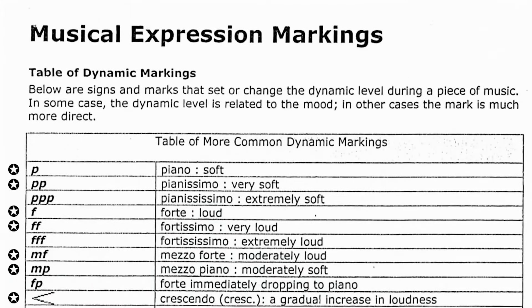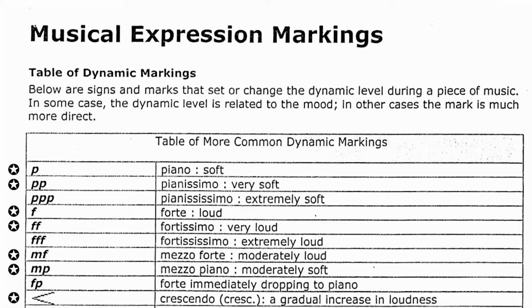Let's talk about musical expression marking. When we talk about musical expression marking, that means we are talking about the dynamics. In music itself, there are a few types of dynamics. It's represented by letters. For example, P. P means piano. Piano means soft. Double P means pianissimo, which means very soft. Triple P means pianississimo, which means extremely soft.